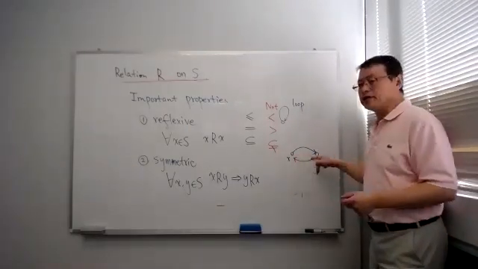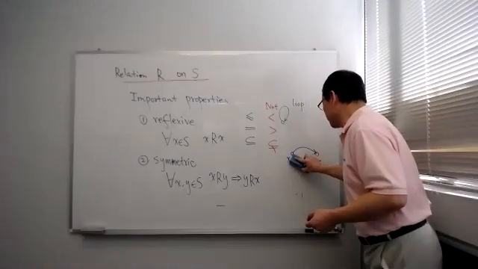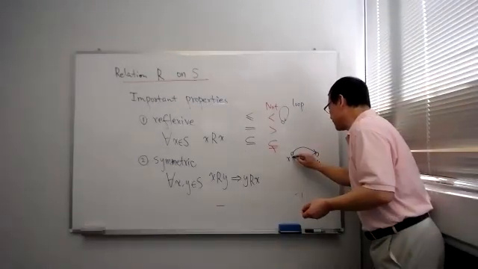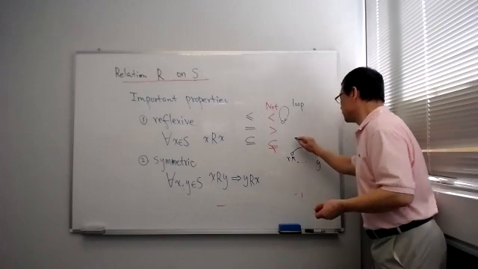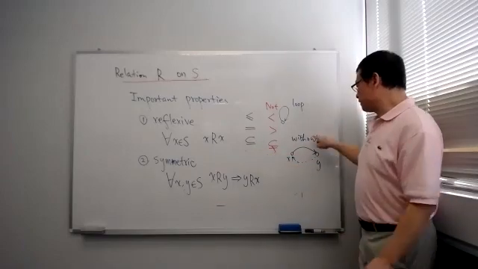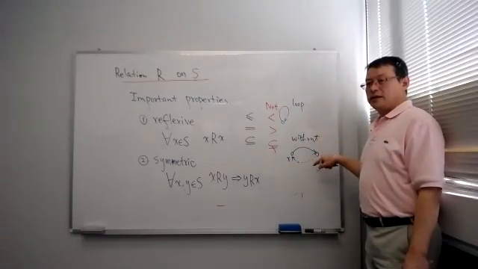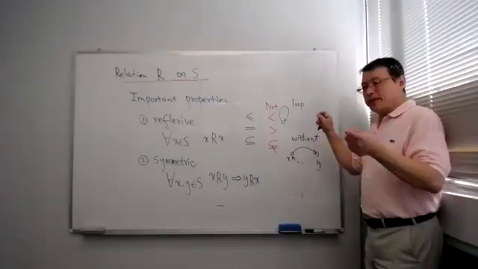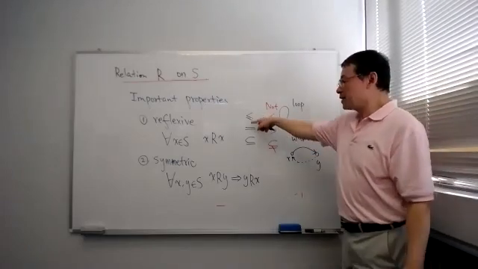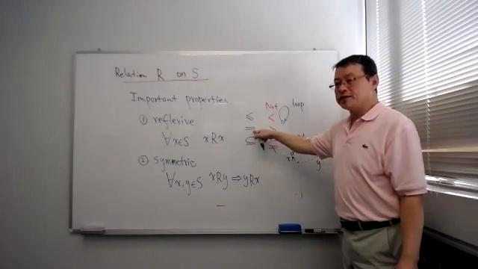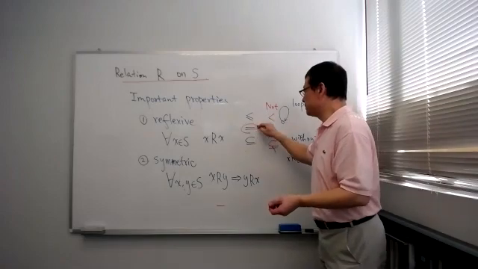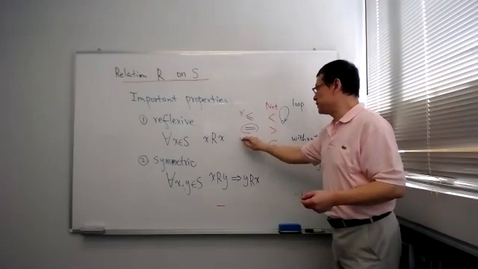So it's both directions. In other words, we don't have the following structure: this arrow there, but without this arrow. Symmetric means we don't have such a structure. Every arrow must be in both directions. So in terms of these relations, only equality is symmetric. This one is not symmetric. This one is not symmetric.